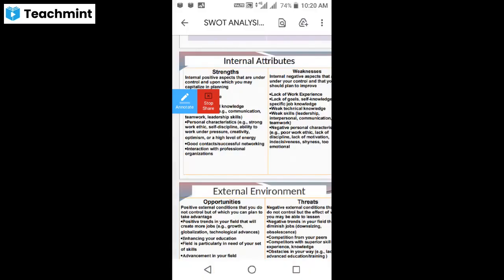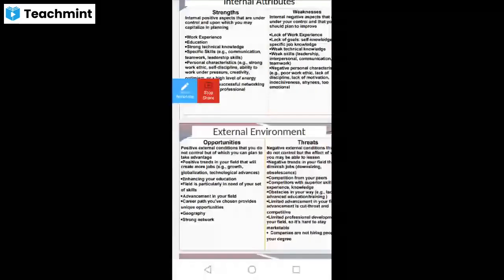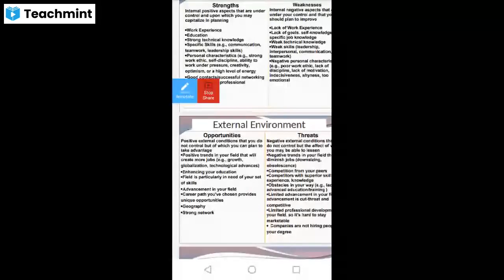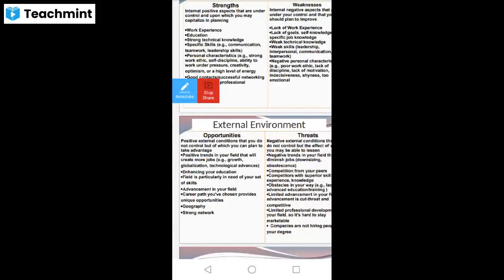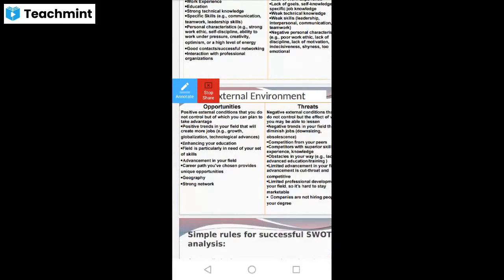Now we'll go for opportunities. Opportunities are positive external conditions that you do not control, but of which you can plan to take advantage. Positive trends in your field that will create more jobs, like growth, globalization, technology advances, enhancing your education. Field is particularly in need of your set of skills, advancement in your field, the career path you have chosen provides unique opportunities, geography, strong network.